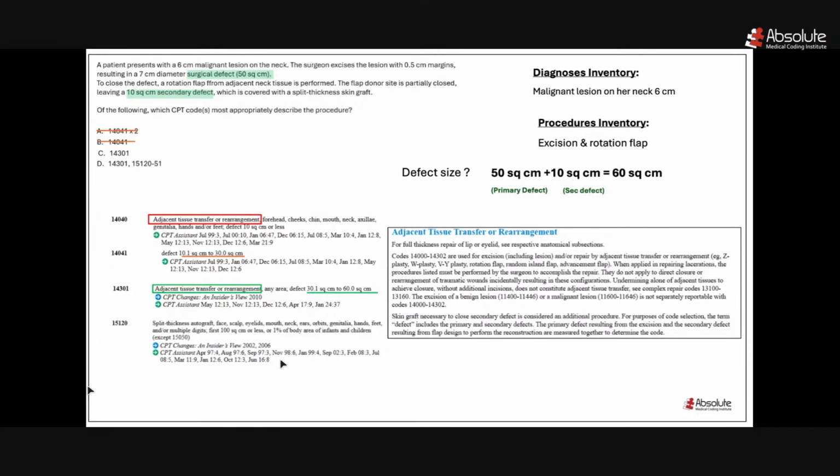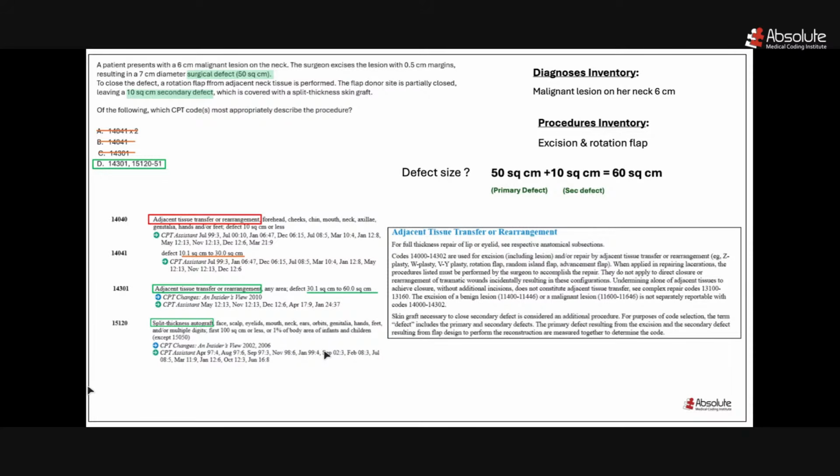Yes, split thickness autograft, that is 15120. And option D, I would say option D is the correct answer, because again, the guideline states that skin graft necessary to close the secondary defect is considered as an additional procedure, and we have to code them as well. So option C is not coding for a skin graft procedure, and the correct answer is going to be option D, 14301 and 15120, the 51 modifier.